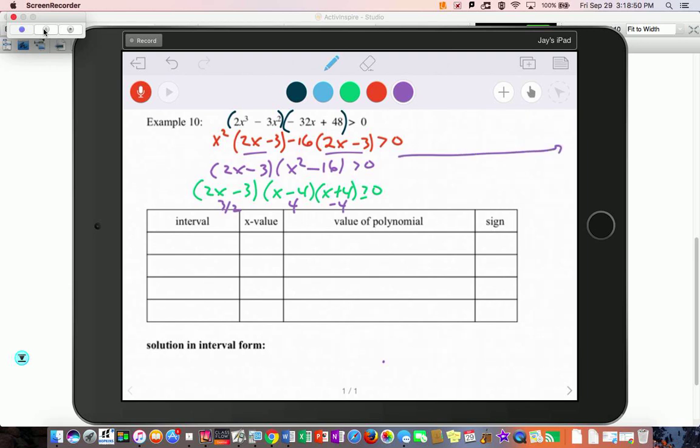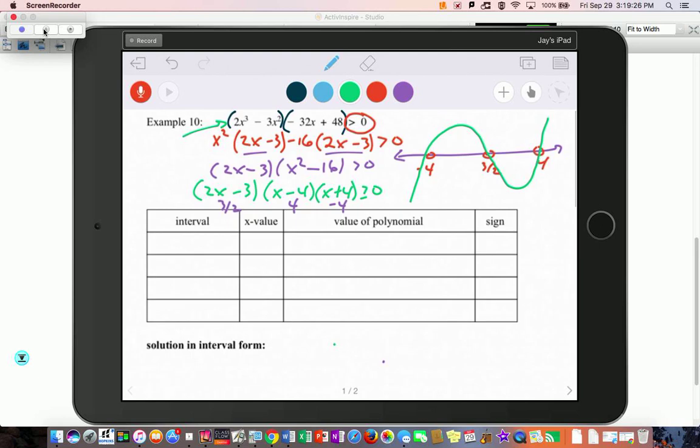So if I go to a number line, and I put them in order, I would put negative 4 first. Then I would put 3/2. And then I would put positive 4. Now notice it has the greater than symbol that does not equal to, so I used open dots. And then also this is x cubed with a positive, so I know it goes down, or starts in the bottom left, goes up, down, up.